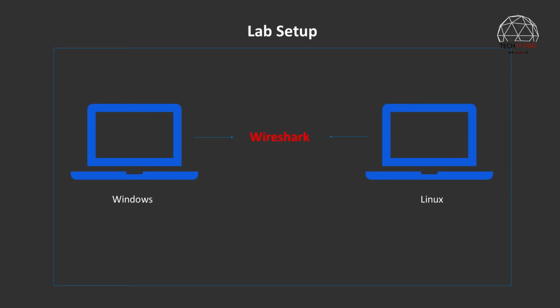If I talk about the setup, we have a very simple setup here. We have a Windows and a Linux machine, and inside both machines we will install Wireshark, and then we can use Wireshark for gathering information about the network.